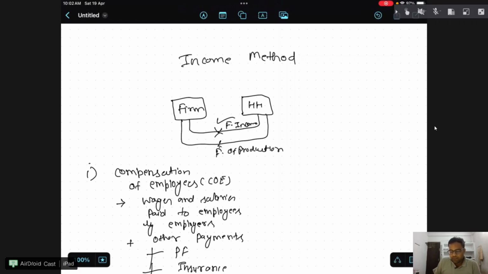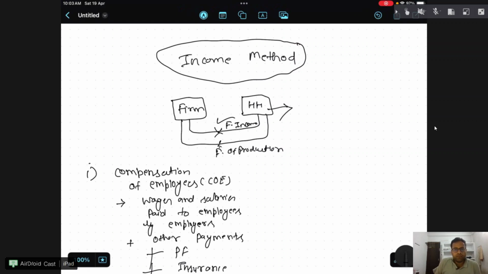In this video, we will try to understand the income method to calculate the GDP. In the last lecture, we had seen how to calculate GDP through the value added method. Here, we will try to understand how to calculate GDP through the income method. In the two sector economic model, we had seen that one's income is another's expenditure. So, in order to calculate GDP, we can also do it by calculating the income of the households.